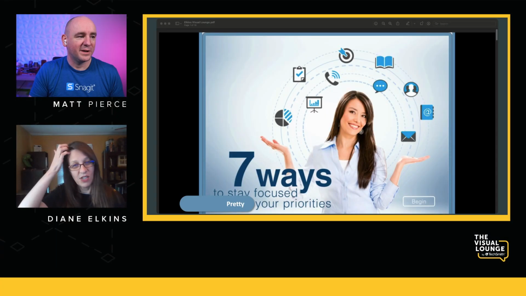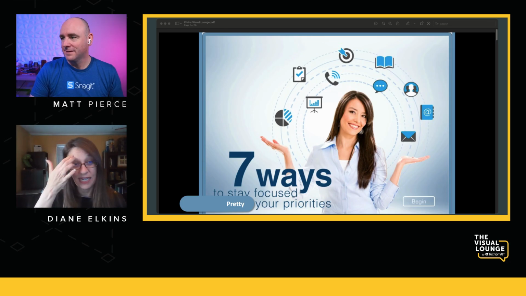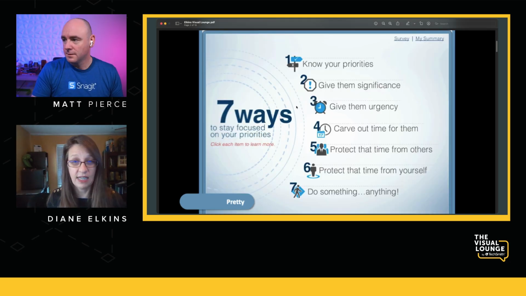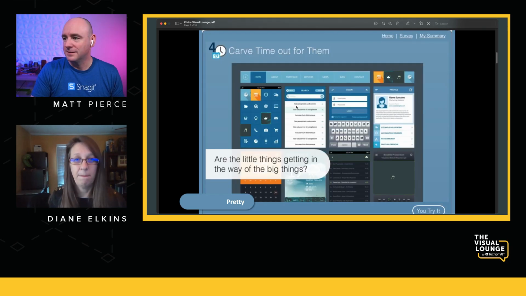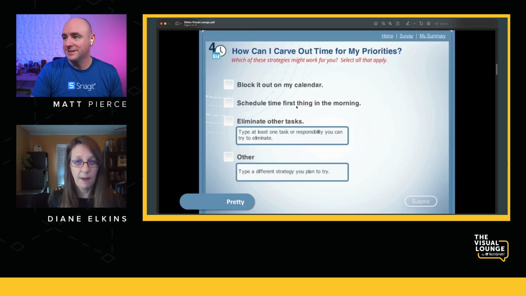Okay. So we've got a couple of slides here of the pretty. I think I have like 3 or 4 slides I can show you. So there's slide 2. It looks good. Okay. So that's basically how they all worked. For each of the 7 points, there was a teaching slide and then one of these activity slides. So same thing over and over again.